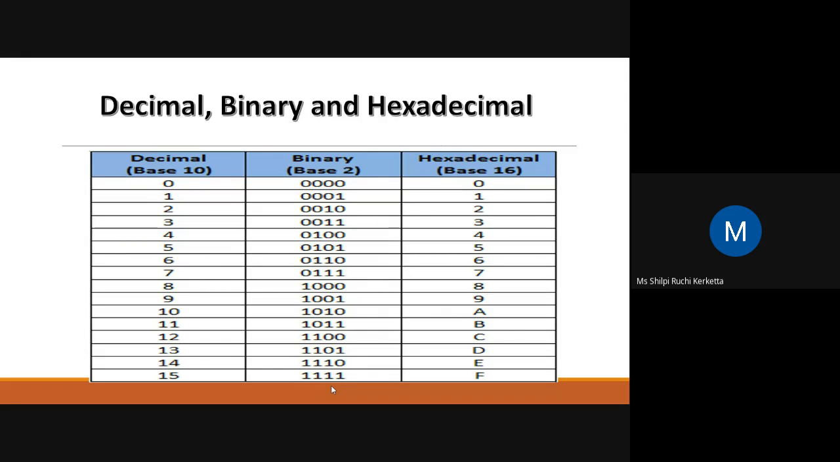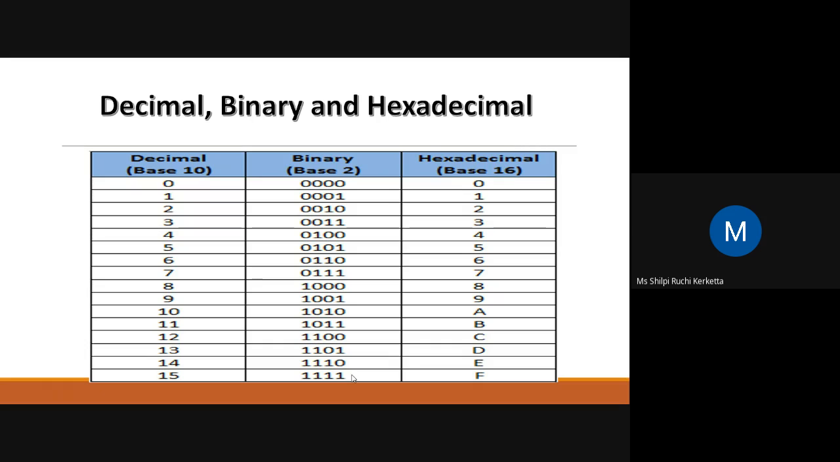That's why we are only taking from 0 to 15. So we can see that for using 0 to 15, we only use 4-bit numbers, or we are only using one nibble. So what we will do, we will only take 4-bit numbers.